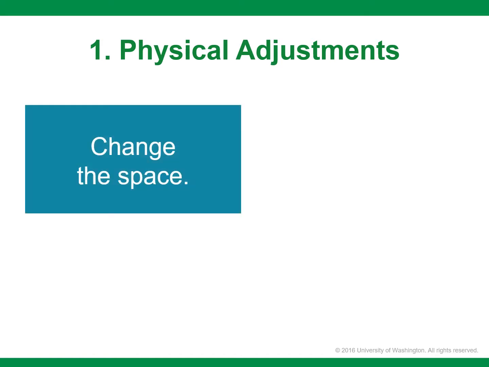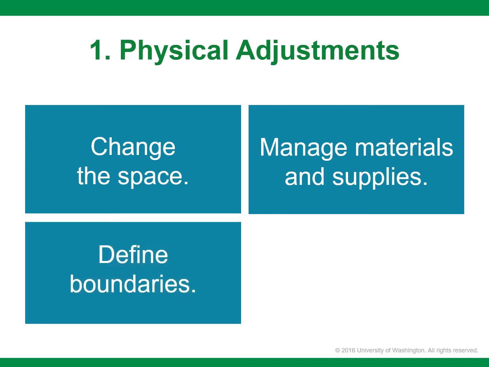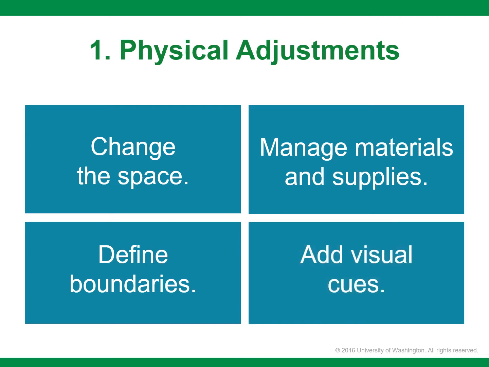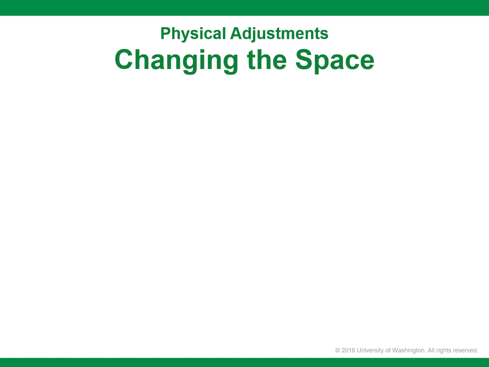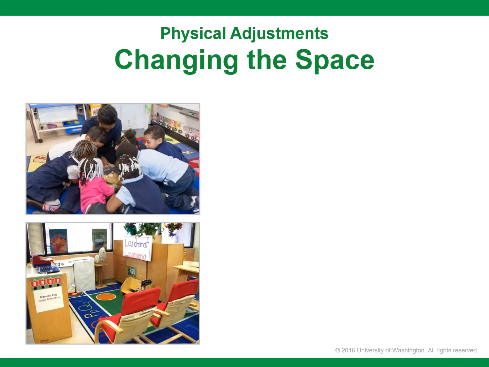You can change the space and the arrangement of the furniture, intentionally manage materials such as limiting, adding, using props, or rotating materials. You can make boundaries obvious to indicate where children can go or what materials can be used and returned. We can add visual cues to help this take place instead of verbal directions and constant reminders. Changing the space as a physical adjustment can be the location and arrangement of materials, centers, and activities, and using creative ways to support individual needs.